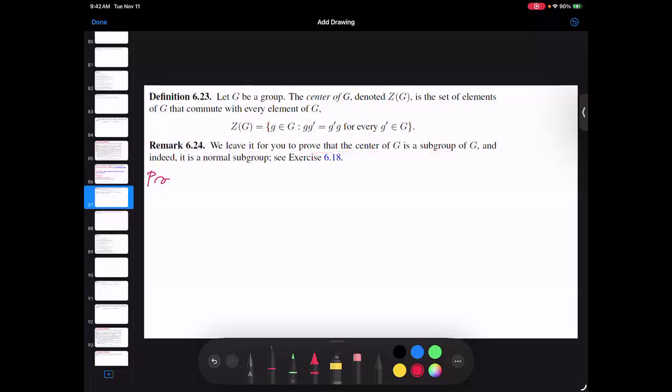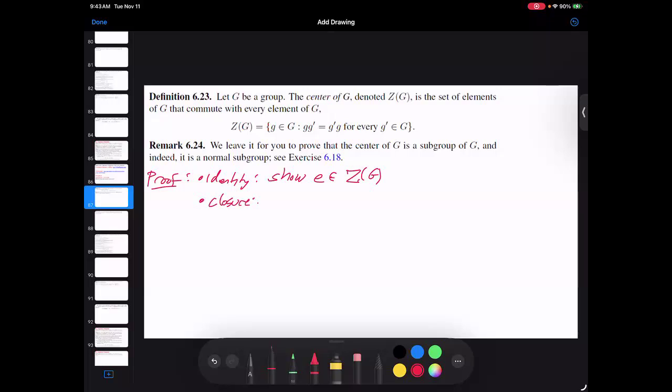So proof. What are the four properties we have to show if we want to show that the center is a subgroup of G? What four things? We just mentioned the identity. So you have to show that e is in the center. That's not too bad because the identity commutes with everything. What else do we have to show? What are the properties to be a subgroup? Closure. So that's one of the harder ones.